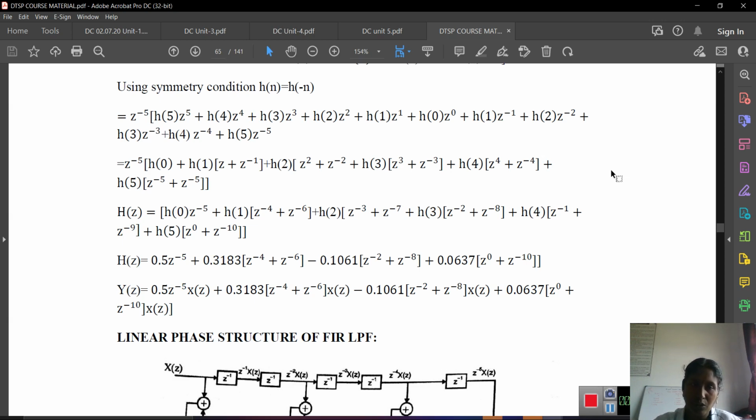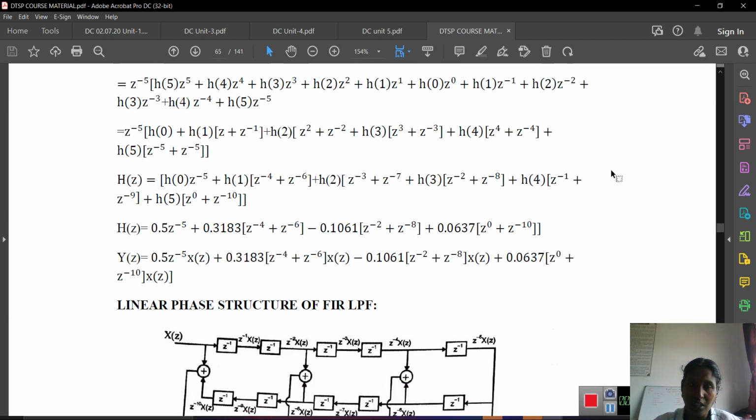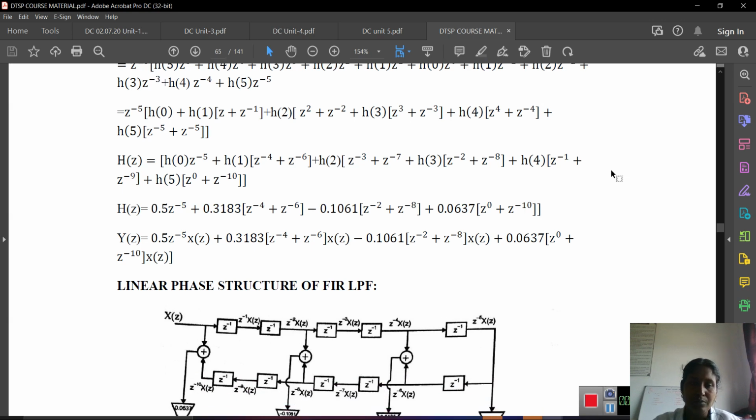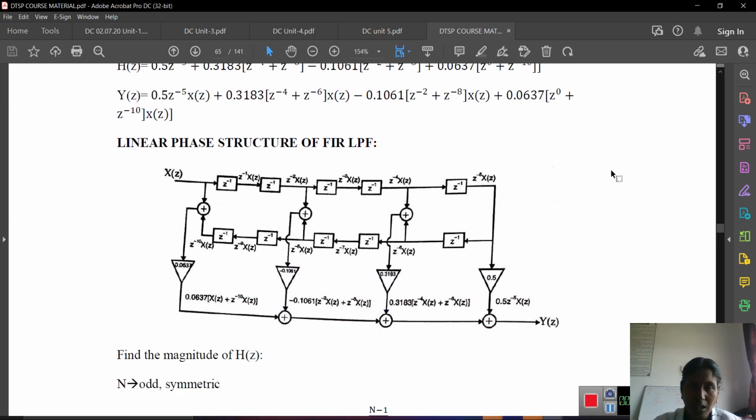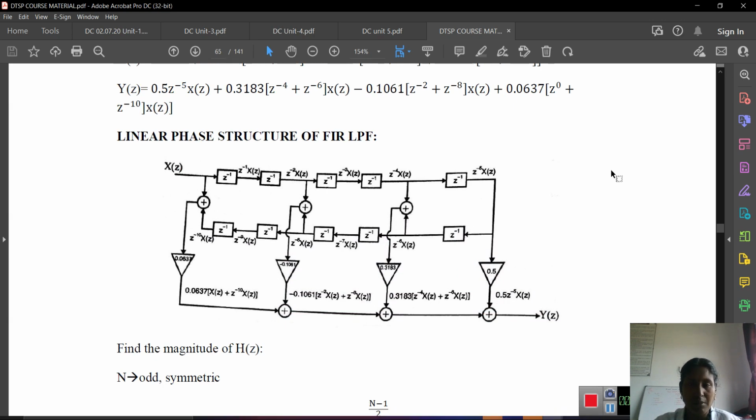Okay. So H(z) equals h(0) z^-5 plus h(1) z^-4 plus z^-6, because of symmetry, no. So that is why z^-3 plus z^-7. So likewise we get it. So finally we have to apply those values, then we get the final result. Okay, so this is the final structure of the FIR LPF.